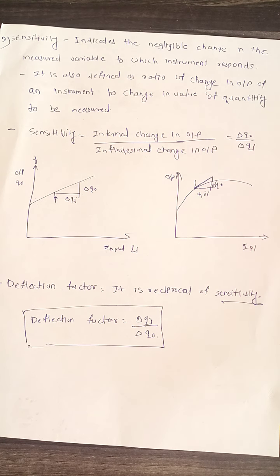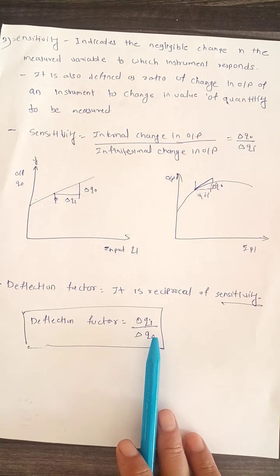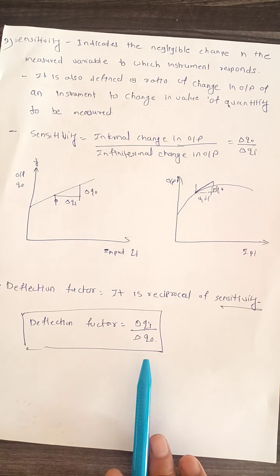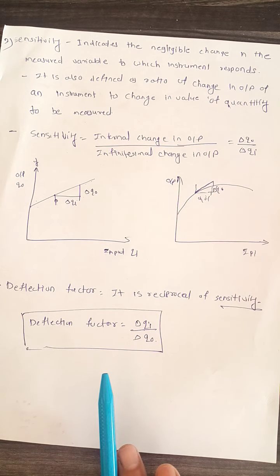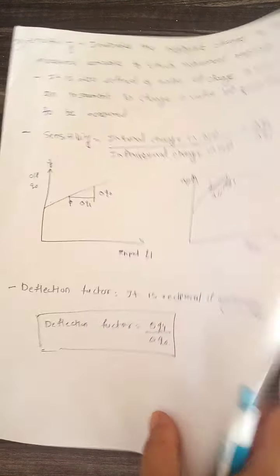Then we calculate the deflection factor. What is the deflection factor? It is the reciprocal of the sensitivity, always opposite to the sensitivity. Deflection factor is equal to the small change in input over the small change in output. These are the sensitivity. Then the next property will be the linearity.